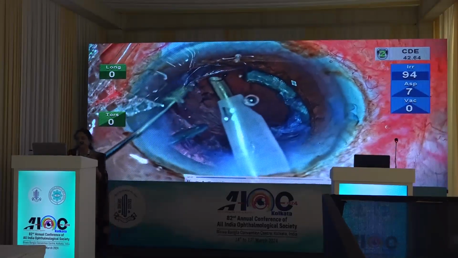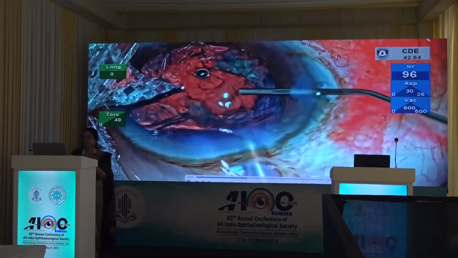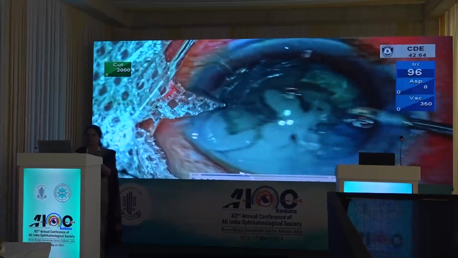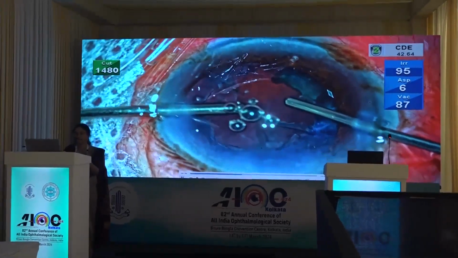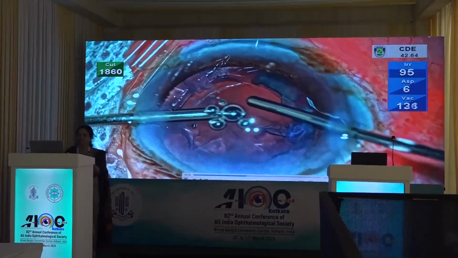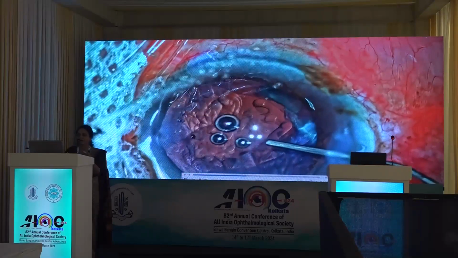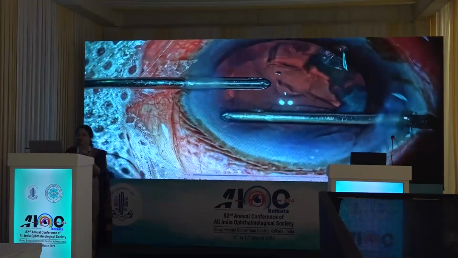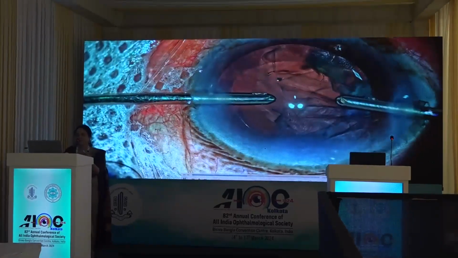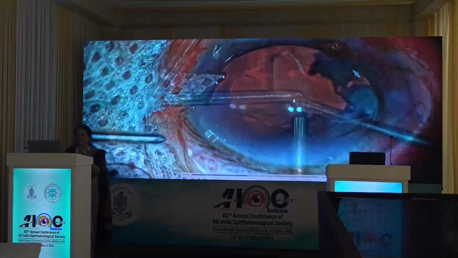Always dispersive OVD has to be used to tamponade the vitreous so that the vitreous does not keep on percolating into the anterior chamber. Limited anterior vitrectomy is being carried out here. Once the nucleus fragments are removed, the cortex is removed using the same vitrectomy cutter, or you can use the bimanual irrigation aspiration as is being done here.